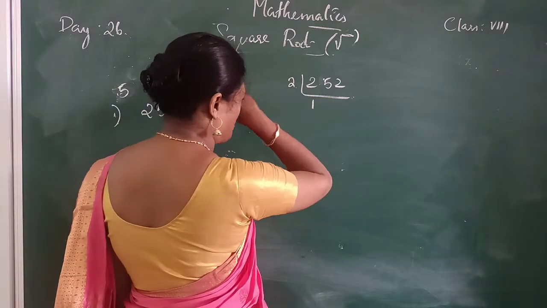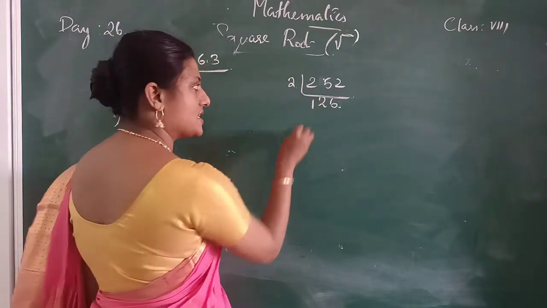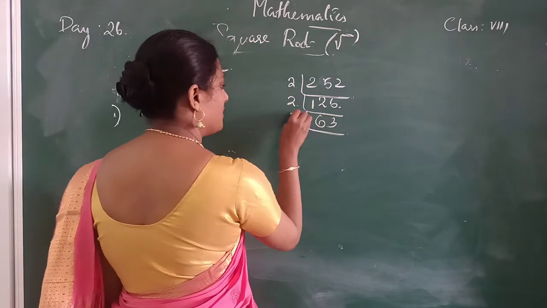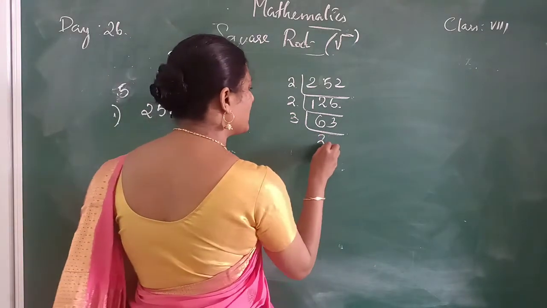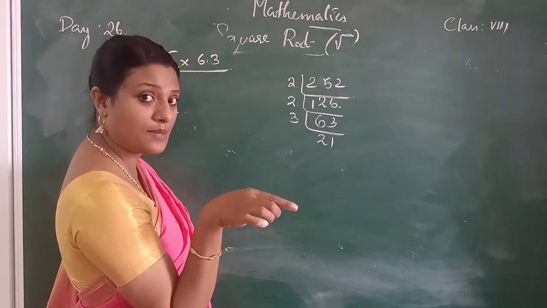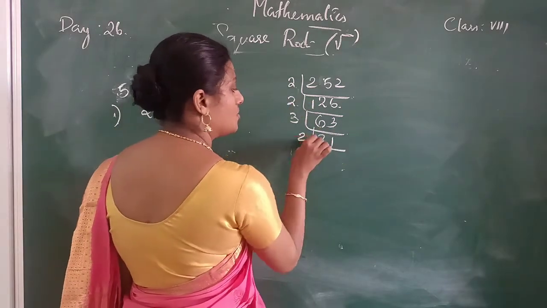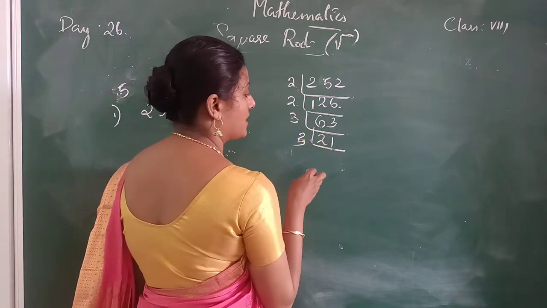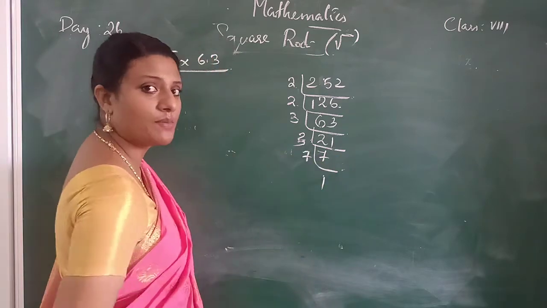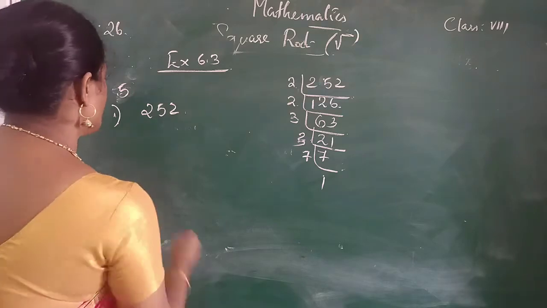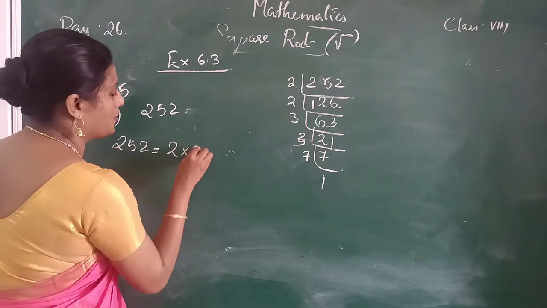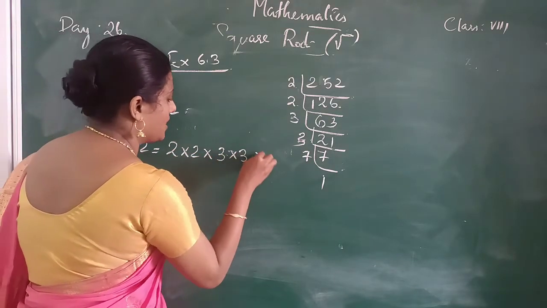So when you divide 252 by 2, you will get 126. Again you can divide by 2, you will get 63. Because 63 you cannot divide by 2, so you have to next take the number 3. Only prime numbers can be used here. Divide by 3, you will get 21. 21 is not an even number, so let's take 3 again. So we will get 7. Divide by 7, you will get 1. So 252 can be written as 2 into 2 into 3 into 3 into 7.